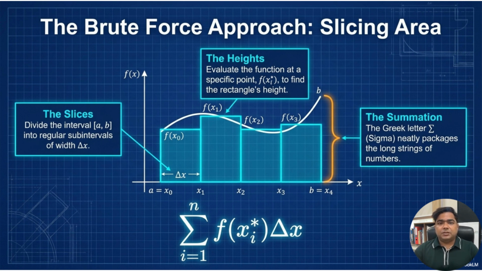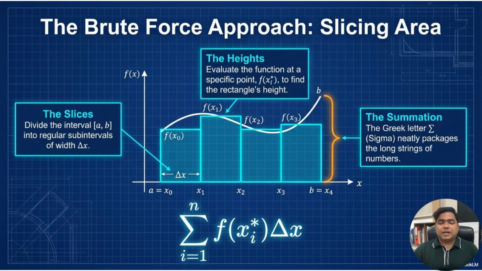Then we add the areas of all rectangles together. The large summation symbol means we are adding many terms. In spoken form, we say the sum from i equals 1 to n of the function value at the selected x point multiplied by delta x. This is called a Riemann sum. The important idea is simple. We are approximating a curved area by using many rectangles. If we use only a few rectangles, the approximation may be rough. But if we use more and more rectangles, the approximation becomes better.